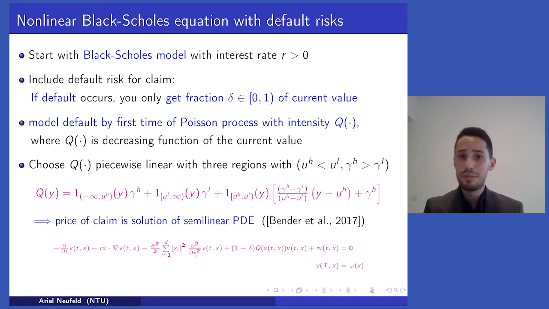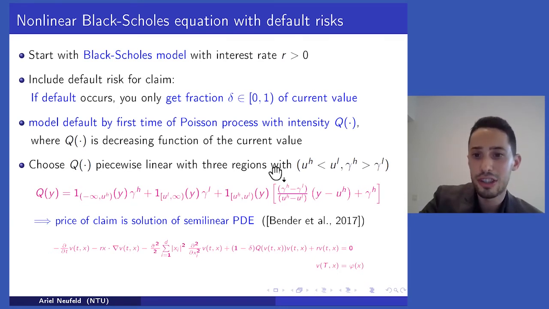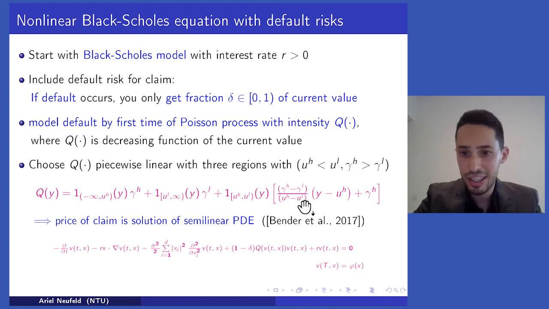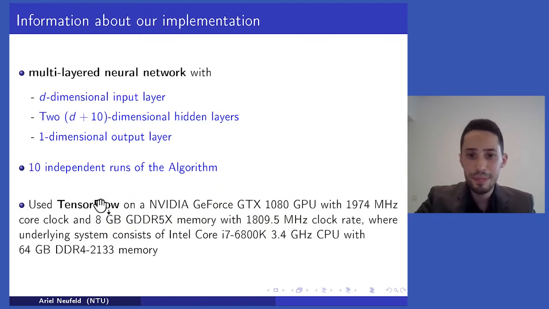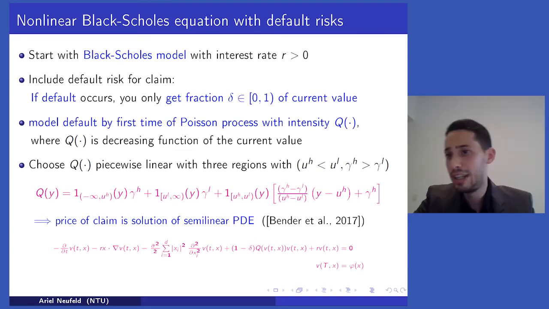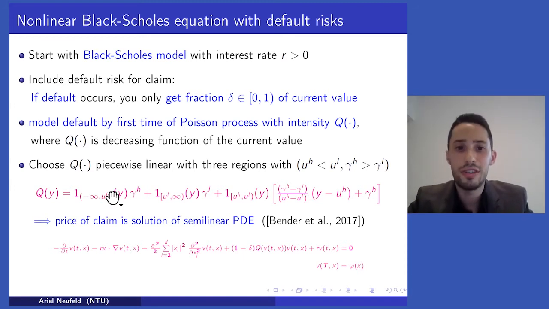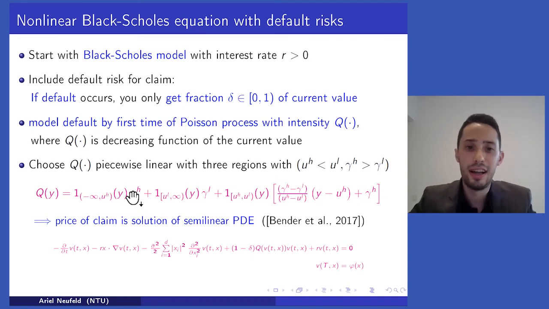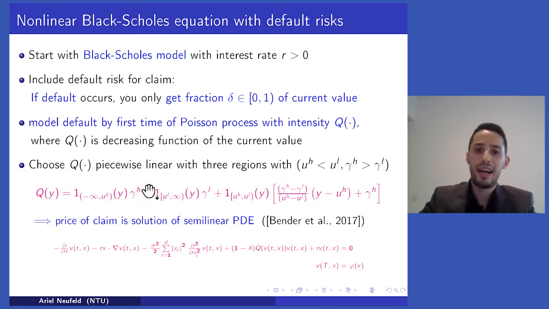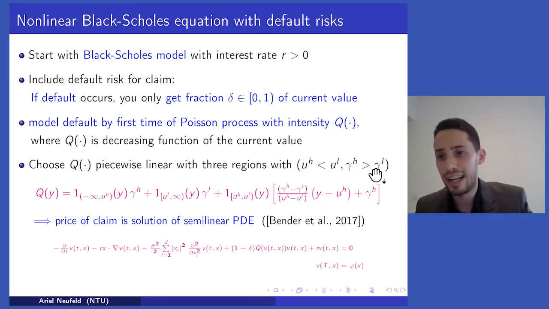To specify a concrete model, we choose a very simple function for Q, namely just a piecewise linear function with 3 regions. This looks a little complicated, but it's actually very simple, and I can explain it easily in words. You have 3 regions. The first region is for the value of your financial derivative from 0 (assuming it has to be at least 0) up to a fixed value mu H, where you have a certain constant intensity gamma H, where gamma H is assumed to be bigger than gamma L.